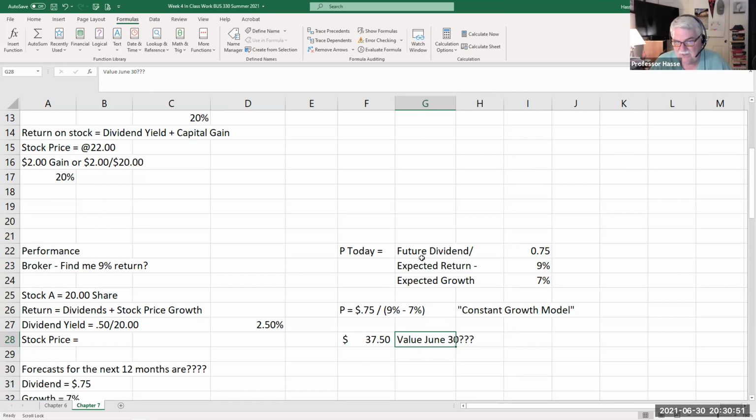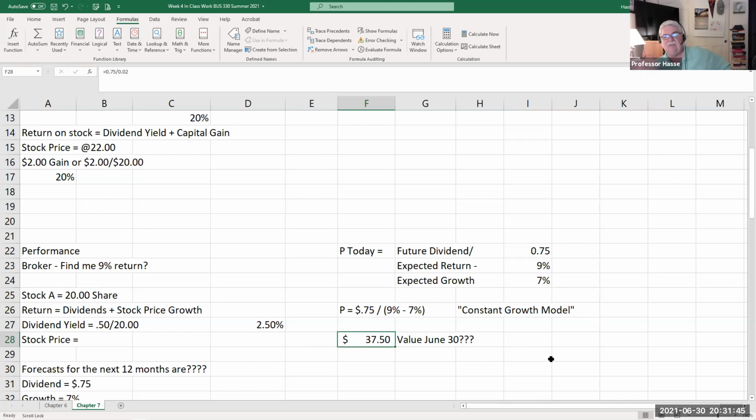It's called the constant growth model, which takes the future dividend, in this case 75 cents, and divides it by the expected return by investors minus the expected growth of the company. So 75 cents divided by 9 minus 7, which is 75 cents divided by 2%, I get $37.50. That's based on this future projection. That's what we think the company's price of the stock should be today, $37.50, based on these future expectations. It's called the constant growth model.